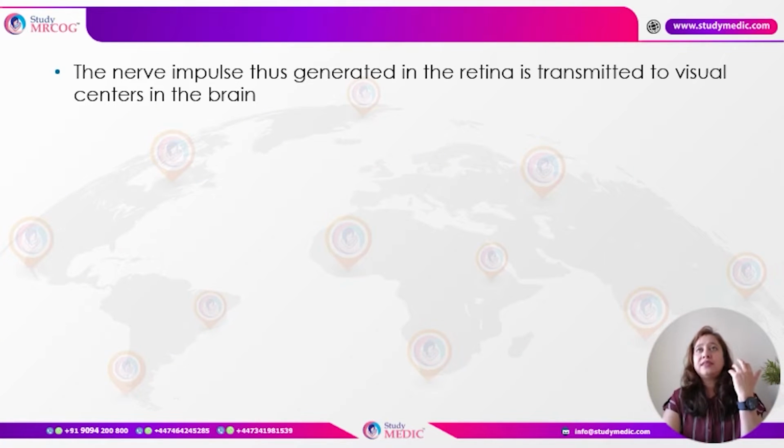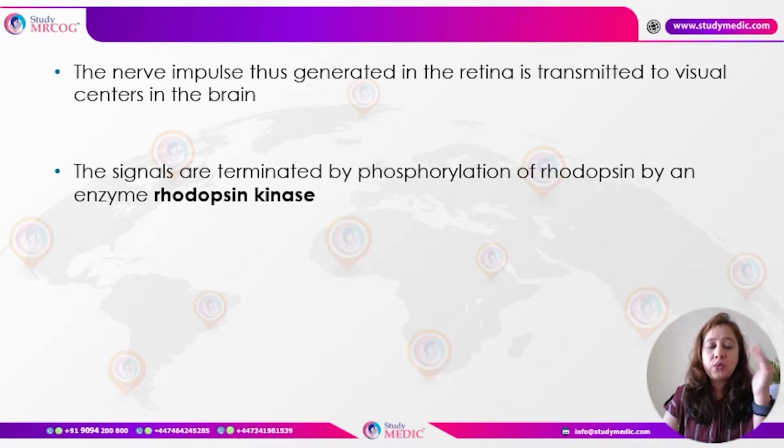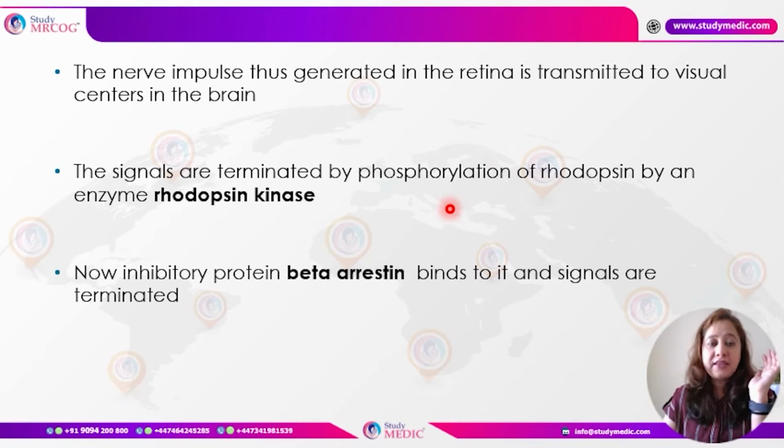And when does the nerve signal which is excited to create an image in the brain stop, and when can our brain start screening from one object to another object? There is a signal which is required to stop that excited signal. The signals are terminated by phosphorylating the rhodopsin pigment. So the enzyme is rhodopsin kinase, and there is an inhibitory protein called beta-arrestin.